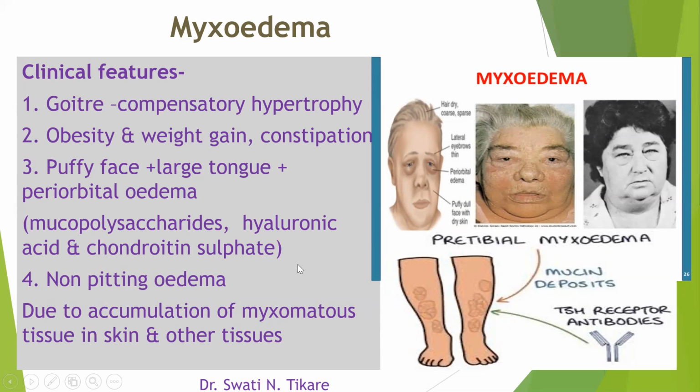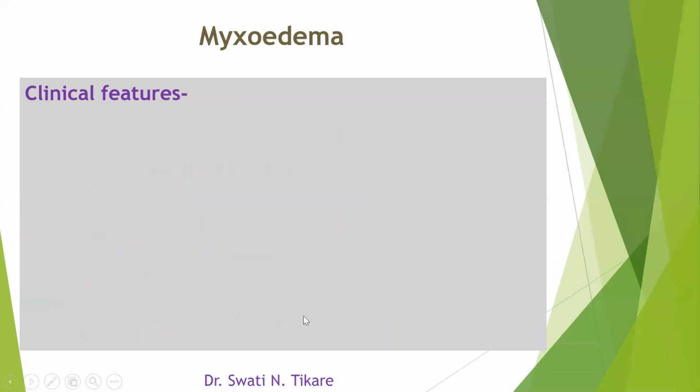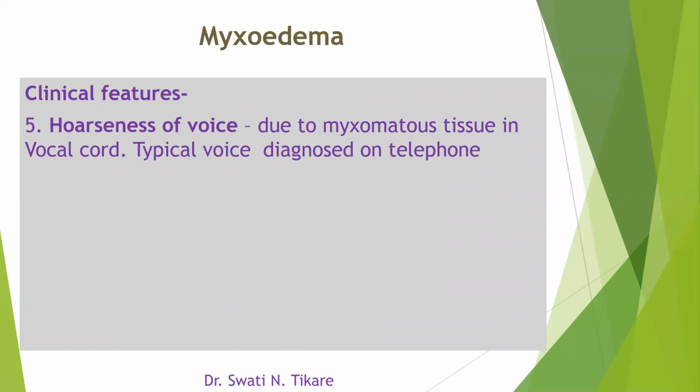So these are some of the features: goiter, obesity, puffy face. This kind of feature you should remember. Then non-pitting edema, many more are there, we will see. There is a hoarseness of voice. We saw there is an enlargement of the tongue. Due to myxomatous tissue in the vocal cord, it will cause hoarseness of voice.